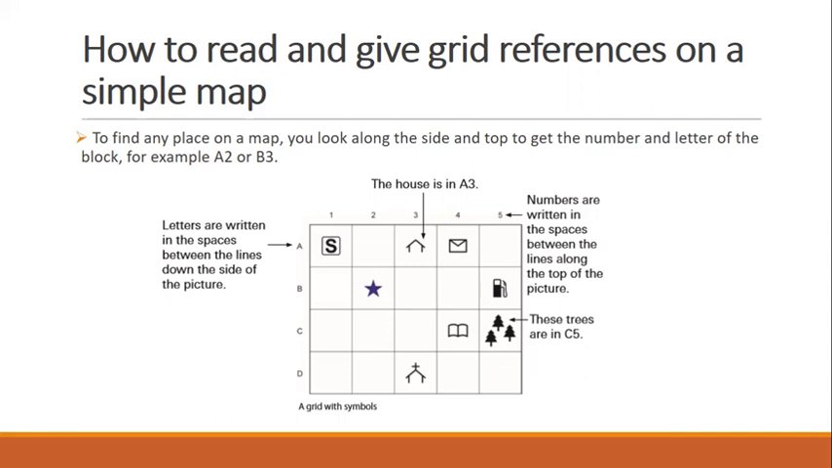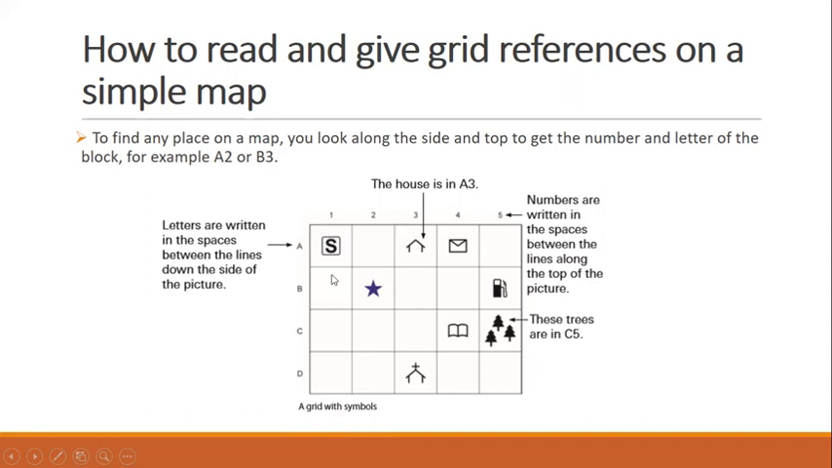Now, let's look everyone on the board. It's the same example that you have in front of you on your notes. If you look on the left-hand side here, we have our letters. Our letters will always be on the left-hand side going down, and our numbers will always be on the top. Letters are written in the spaces between the lines down on the side of the picture. So you will always have your letters coming down. On top here, we have numbers which are written in the spaces between the lines along the top of the picture. A grid is a grid with symbols. I hope everyone understands.